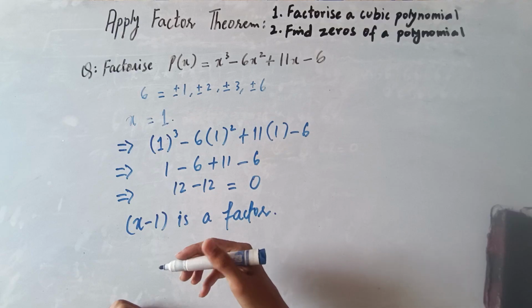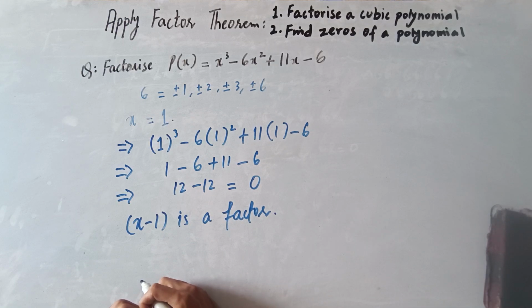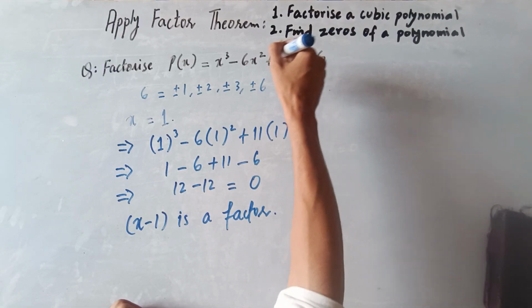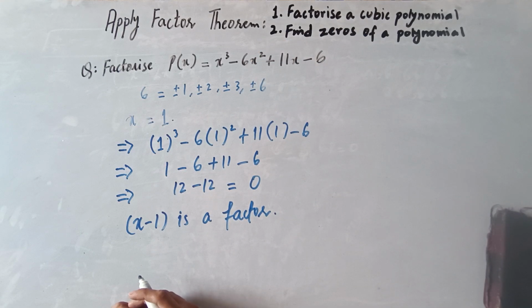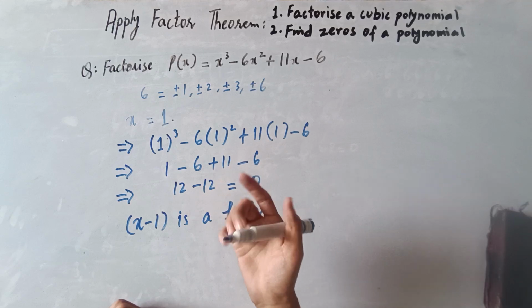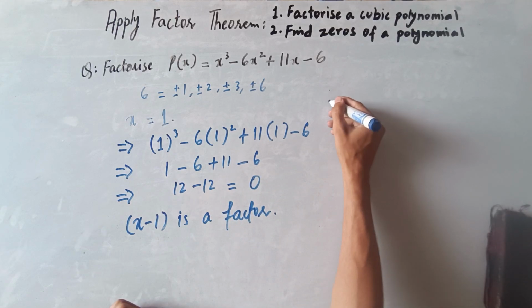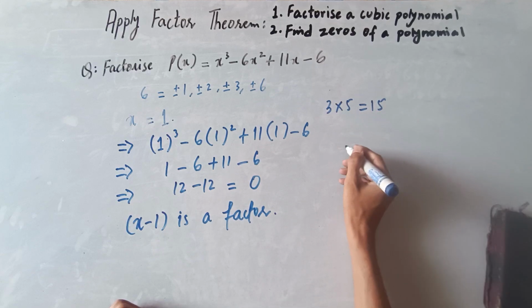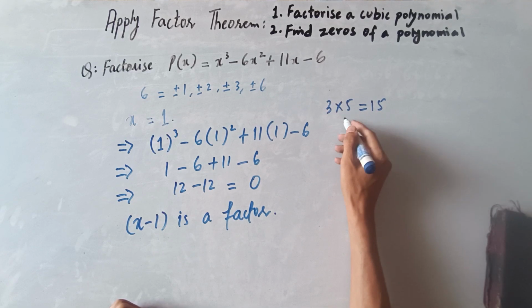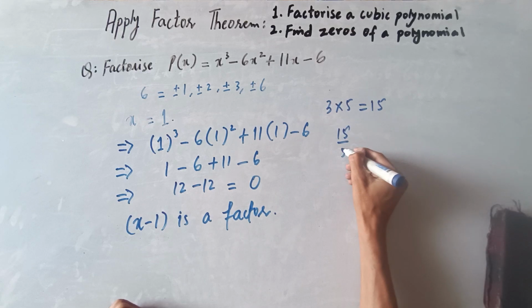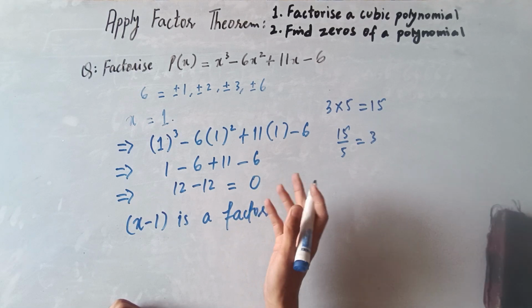In the second method, or the alternate method, we can divide this particular quotient polynomial by this factor, and whatever quotient we get will also be a factor of it. How? As you know, 3 multiplied by 5 is 15, so what does it show? That they are both factors of 15. For example, you can say 15 upon 5 is equal to 3. So that's what we will do.